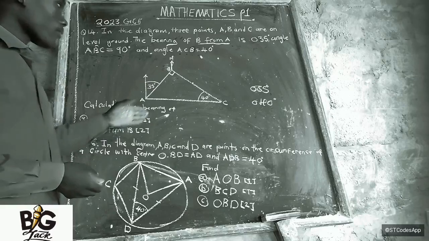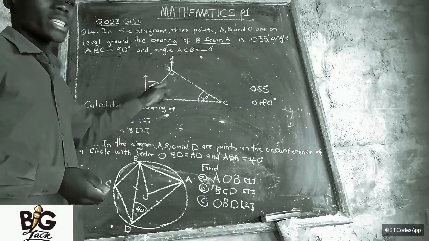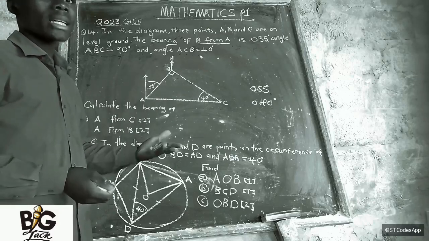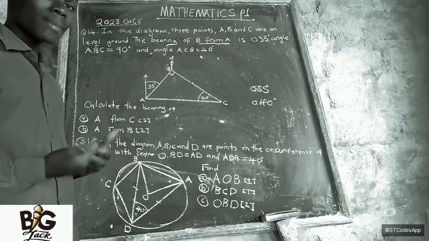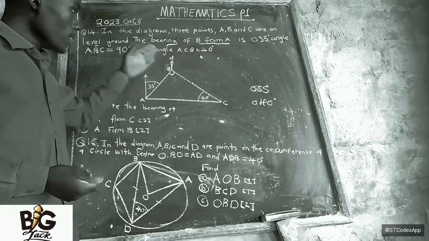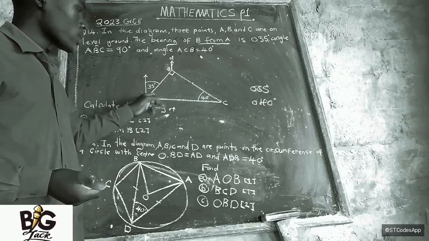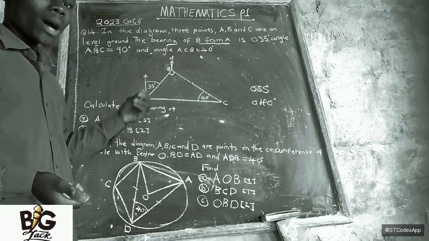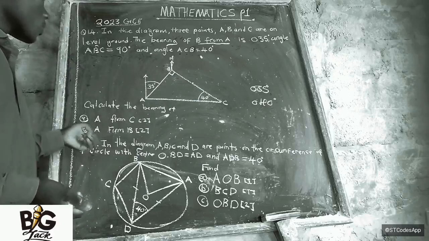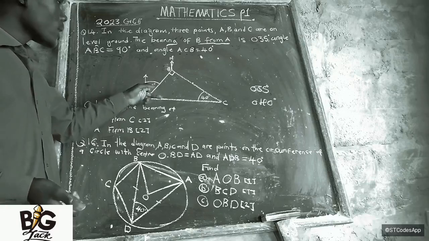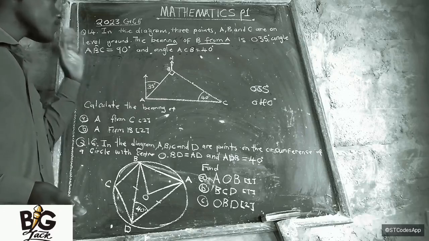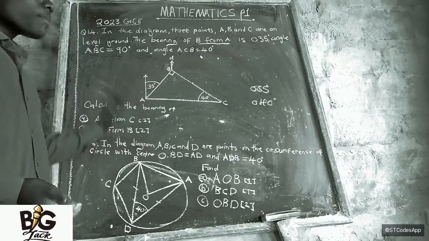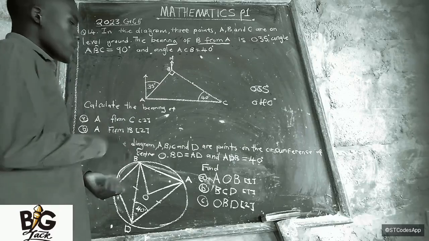Apart from that, the interior angles in a triangle add up to 180. So when you add this one plus this one plus this one, we're going to get 180 degrees. Okay. So we have this one here, which is 35, the bearing of B from A. So the bearing of B from A symbolizes that.